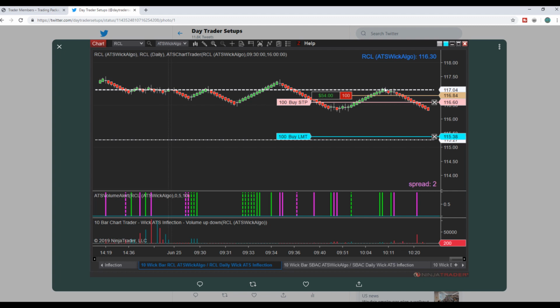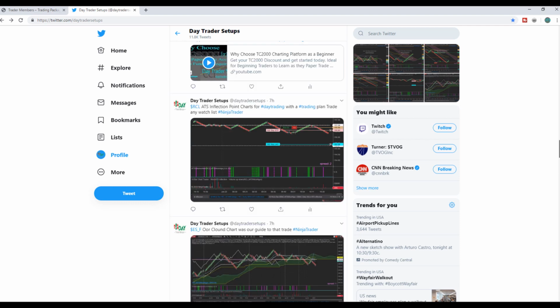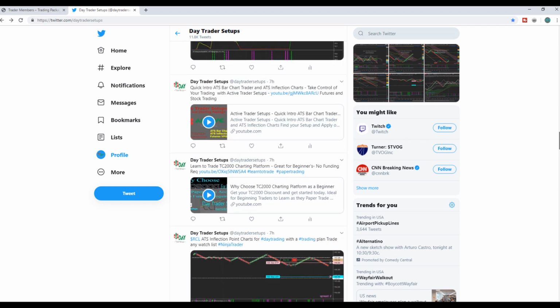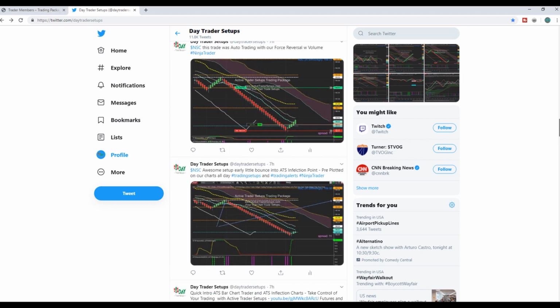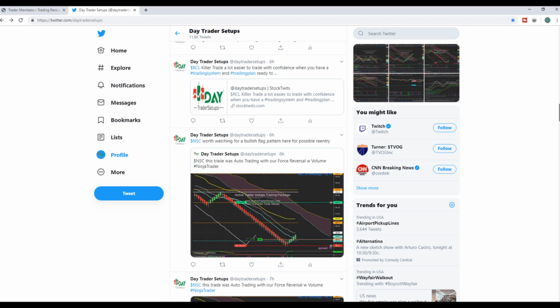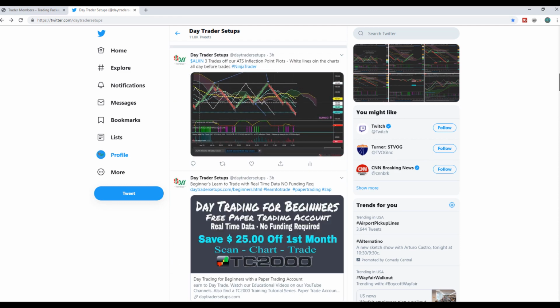I said, okay, this is a setup. If it doesn't get over 117.40, I'm interested in this trade setup right here. And then it came on down and set up and gave a really, really nice trade. And these charts work like this on any stock you choose to watch. I don't know if I had anything else on RCL out here or not. We're going to look at the chart.